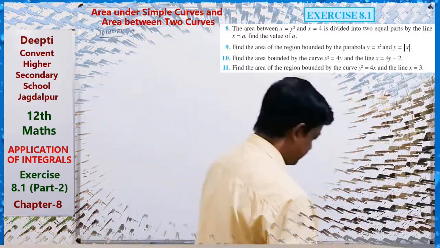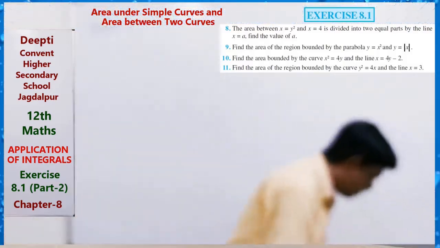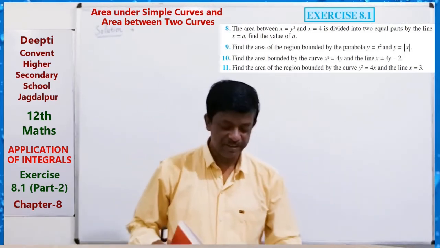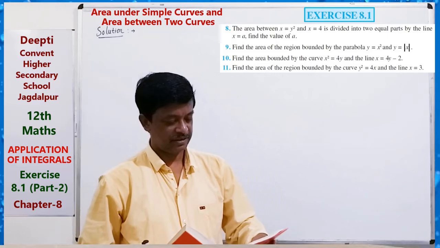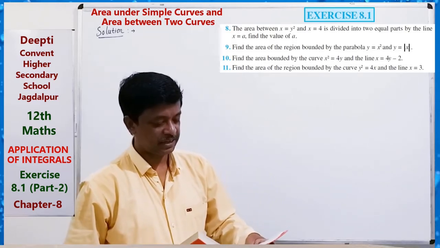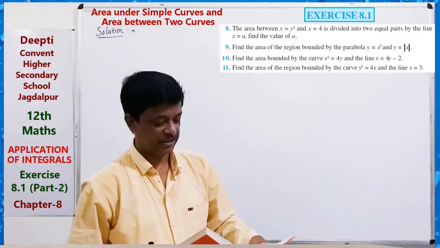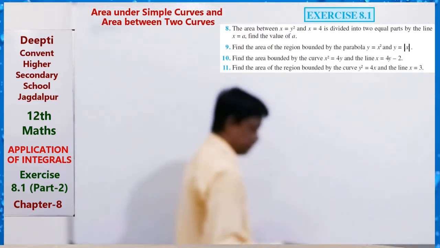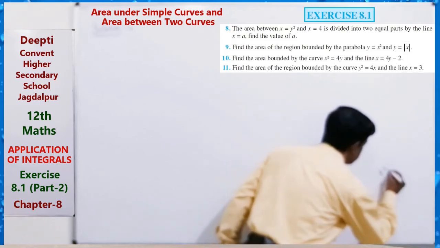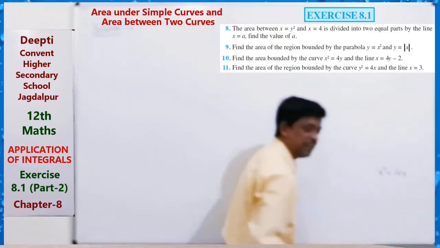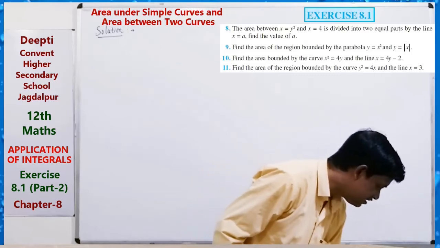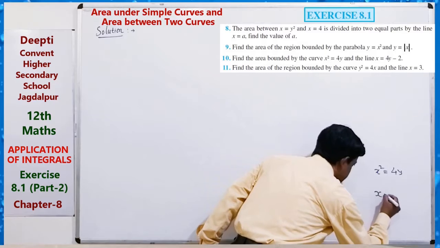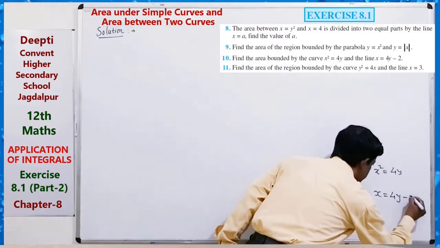Now take question 10. Find the area bounded by the curve x square equals to 4y and line x equals to 4y minus 2. X square equals to 4y and line, what is line? Line is x equals to 4y minus 2.